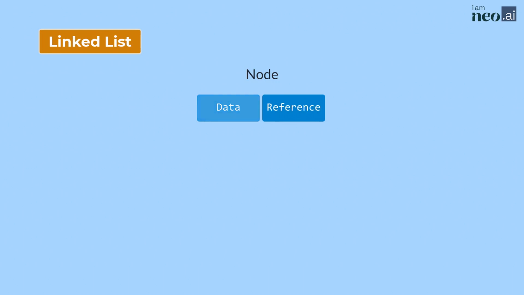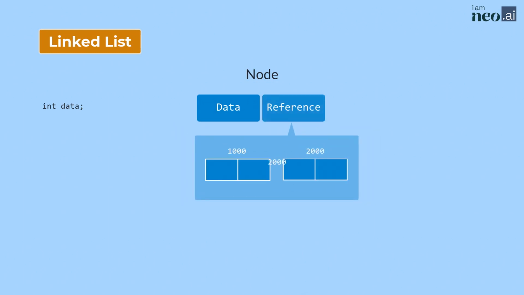The data part in the node consists of data like integer, character, float or double. Whatever is required, we can store certain data. When you go for the reference type, this contains the address of the next node. Pointer helps us to store the address of the next node.